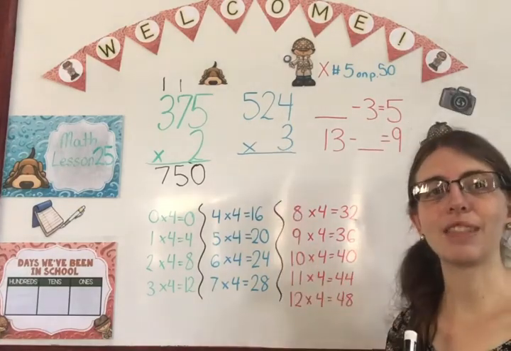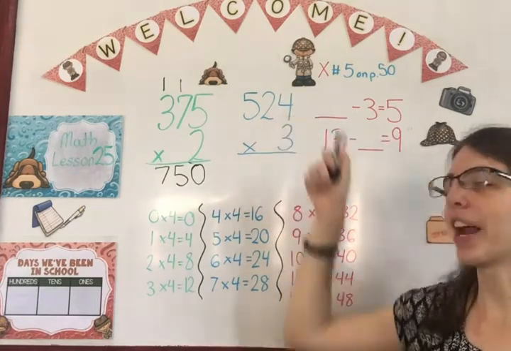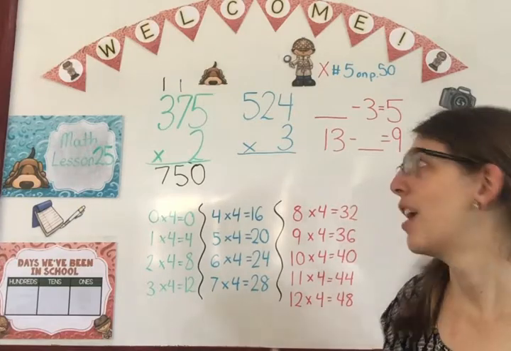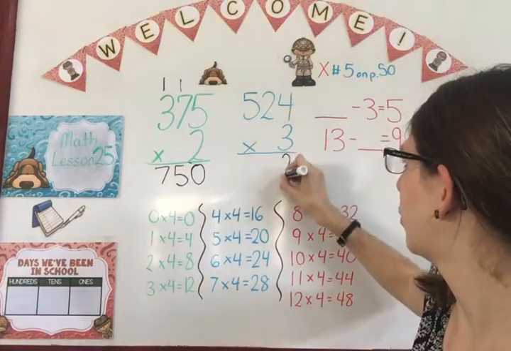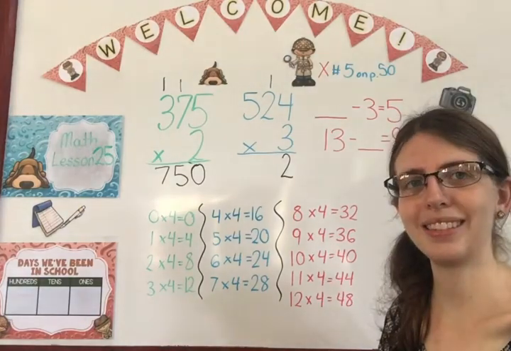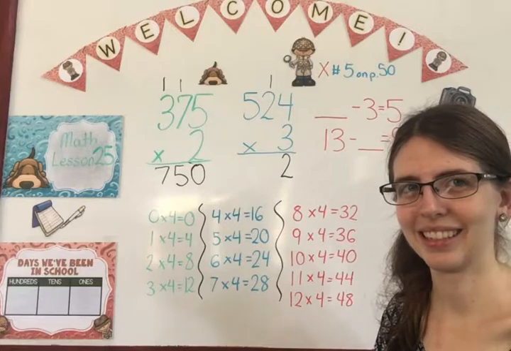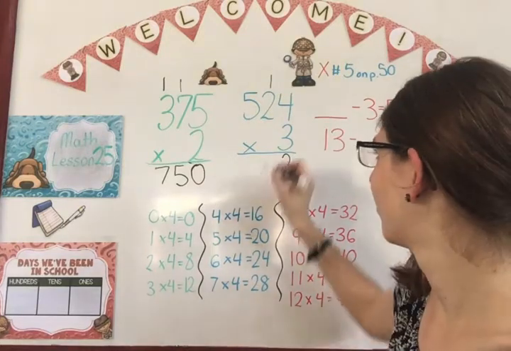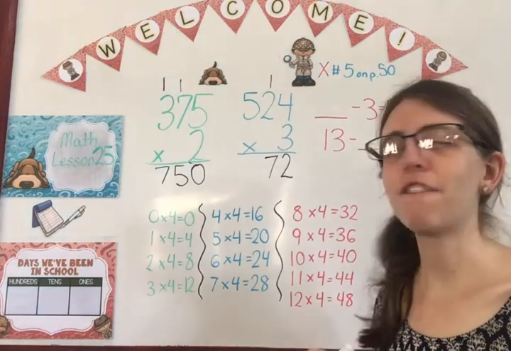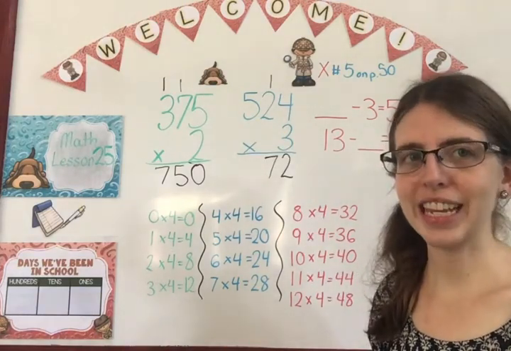524 times 3. So I start with my 3 times the number right above it, 4. 3 times 4 is 12. So I write my 2 and carry my 1. 3 times 2 is 6. Plus 1 is 7. Now I have 3 times 5. 3 times 5 is 15.